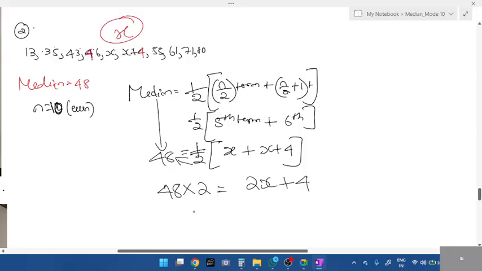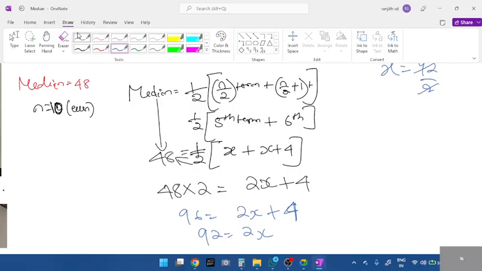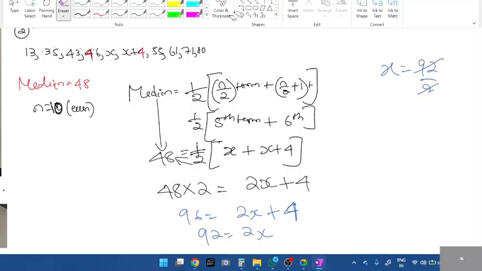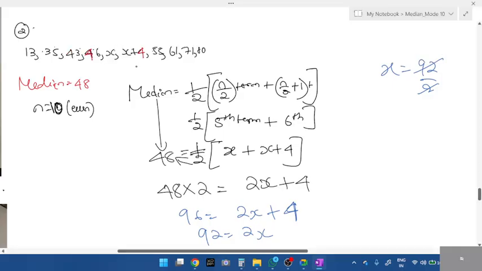What's the value, students? 48 into 2, you get 92 is equal to 2x. What is x? Substitute the value here. I'll just write it on top. Joanna, did you get 46 or still solving? Okay, complete. 46. Tell me the next step.